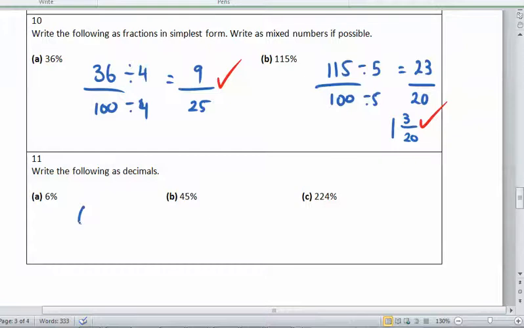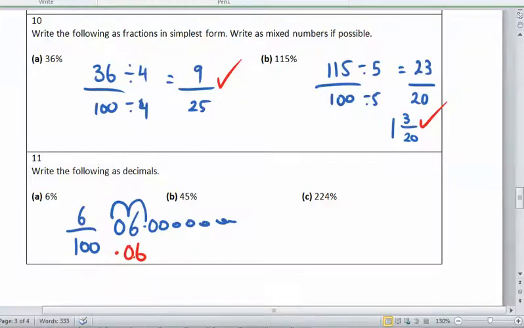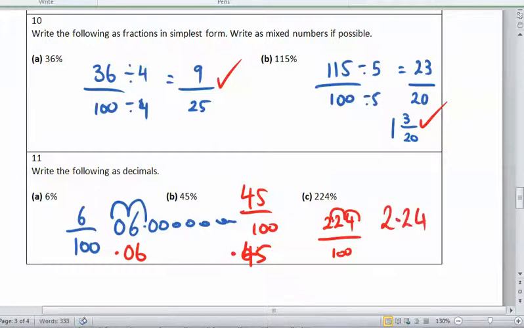6% is the same as 6 divided by 100. And if it's 6 divided by 100, then we've got 6.00000000, and we're going back 1, 2. Hold on a sec. 0.06 is your answer. 45%, 45 over 100, it's going to be 0.45. 224%, 224 divided by 100. 1, 2, bang, there it is, 2.24.